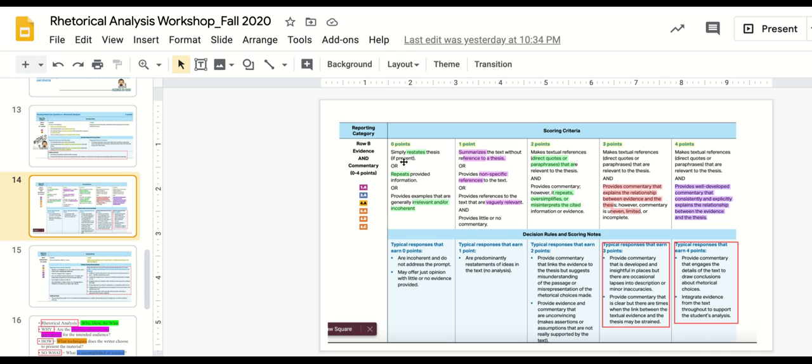So you can see this is highlighted. These are the main indicators here for the body, for the evidence and the commentary. You're not restating, you're not repeating information, you're not giving anything that's irrelevant. That's not going to get you a score. You're not summarizing, and you're not providing non-specific references.